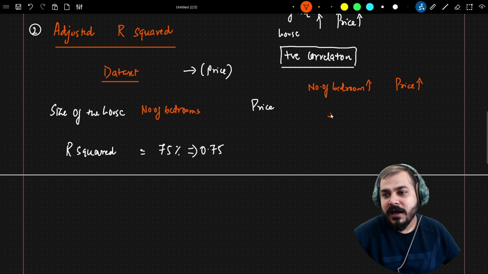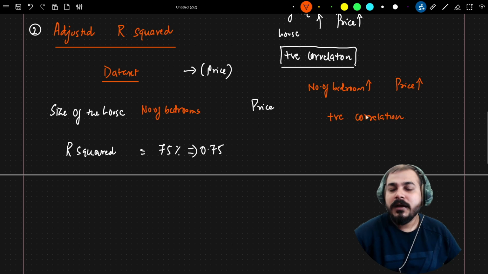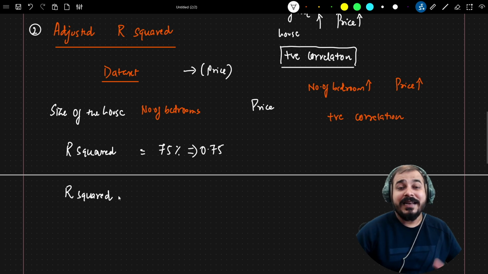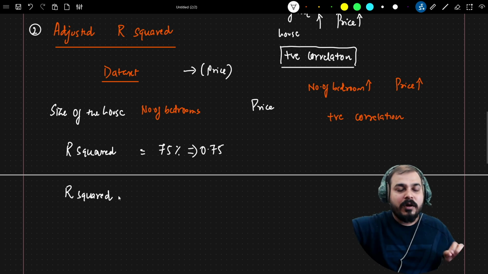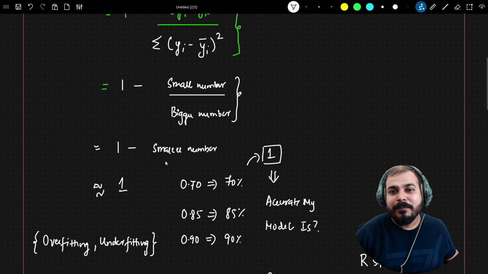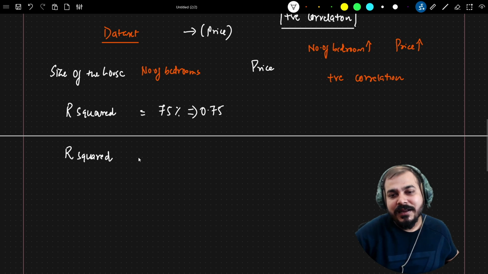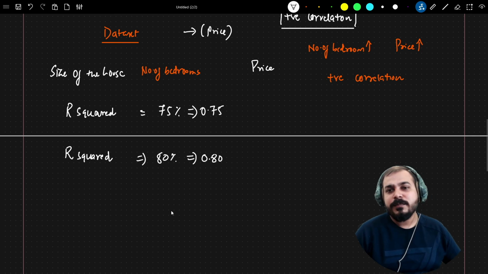So here also, I can definitely see something called a positive correlation. When I see this positive correlation, and I go and find out my R squared value again, after I create my model, plot my best fit line and apply this entire formula, I am definitely going to see some increase. Let's say here, I'm just assuming that I got 80% accuracy. So this is nothing but 0.80. This is also perfectly fine.